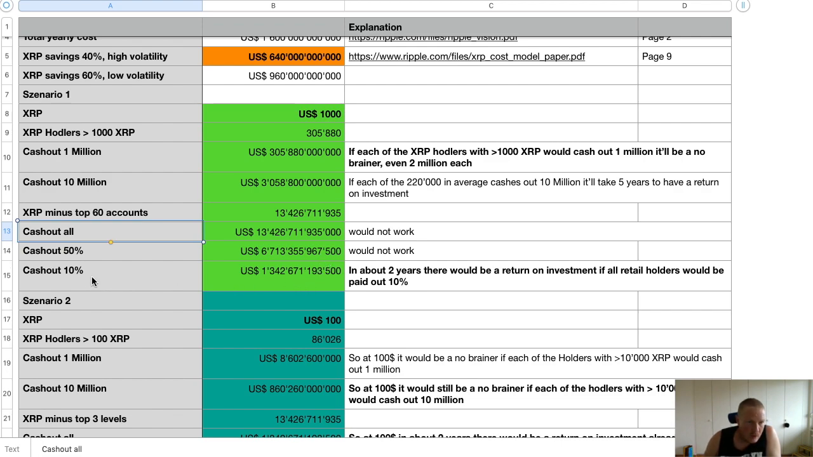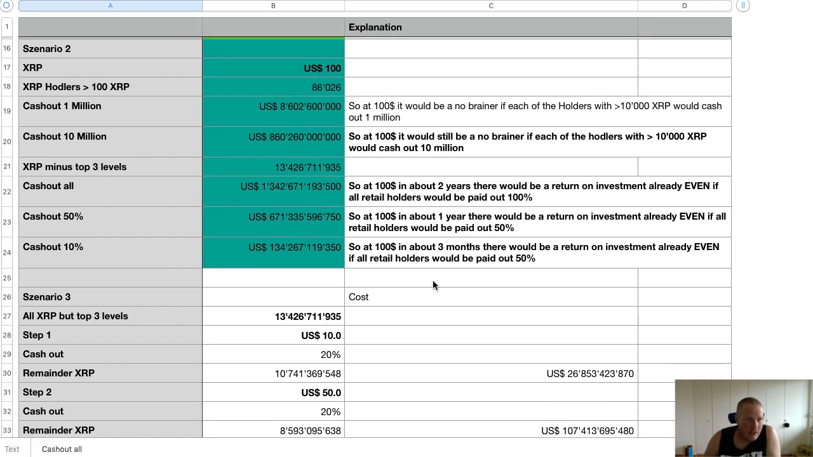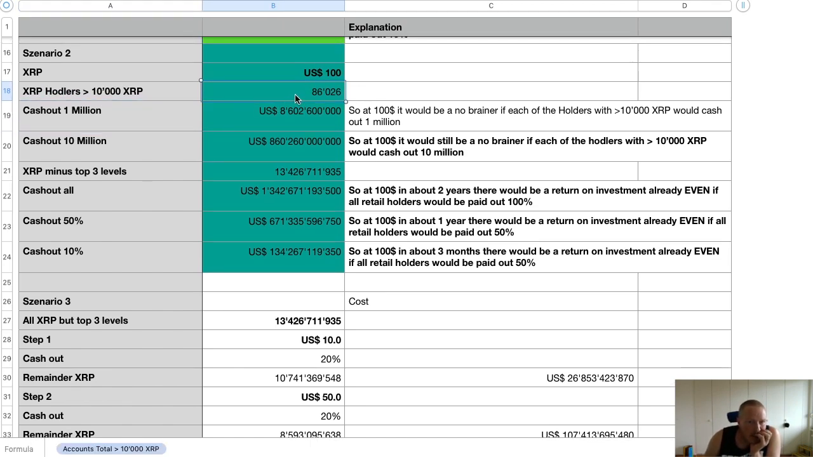Now, if all those holders with more than 1,000 XRP would only cash out 10%, then we would be at about 2 years in the level of a return on investment. Now, in the scenario from Galgichon, he is also doing a very rough, very conservative estimation at $100. Now, XRP holders, that's wrong here, that should be 10,000 XRP. There are like 86,000 XRP holders with more than 10,000 XRP, which would give them at least a million at $100. Okay, so if they cash out the million, we're like at 8 billion.